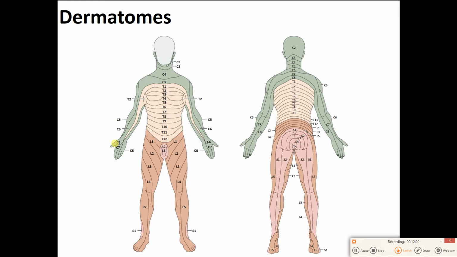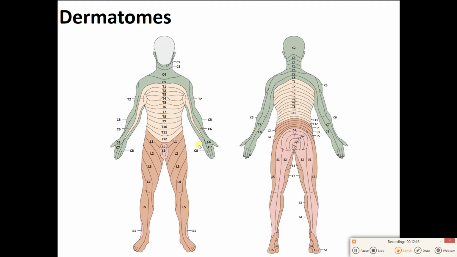It kind of makes sense though. Cervical is in the neck, upper chest, shoulders, down most of the arm, hand, fingers. Thoracic is in the torso, right? Chest, abdomen, back, a little bit of the arm as well.